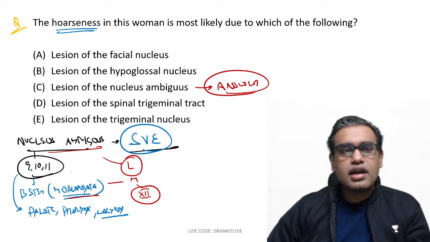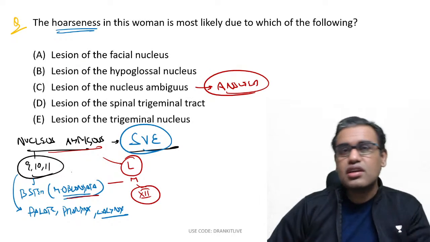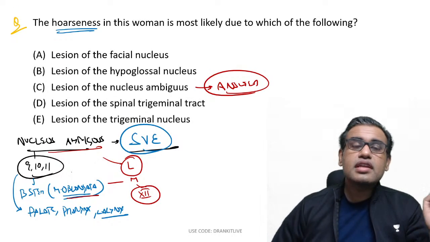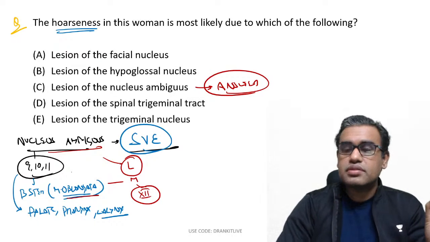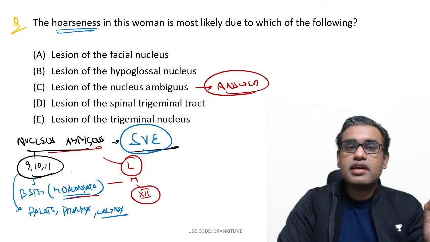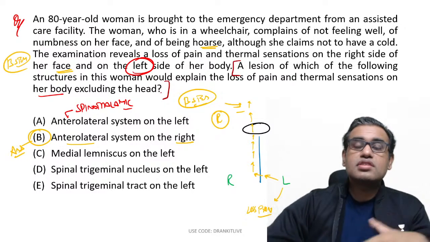There is a whole separate topic, cranial nerve nuclei columns. I've done a special class on that also. You can see it on Unacademy. We have completed that also. So hoarseness was due to lesion of the nucleus ambiguus. What I'm trying to say is, here you have this question. If you remove this last line and add the hoarseness, the question changes.